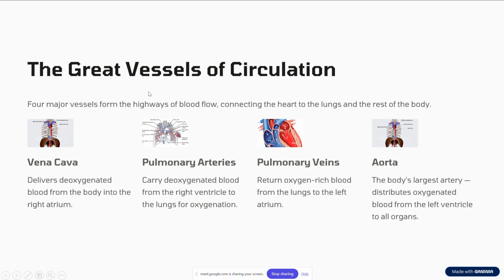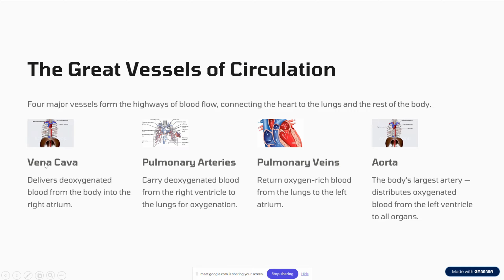So yes, the heart also has blood vessels. When we say great vessels, we mean very big vessels that are carrying massive flow of blood to the heart.